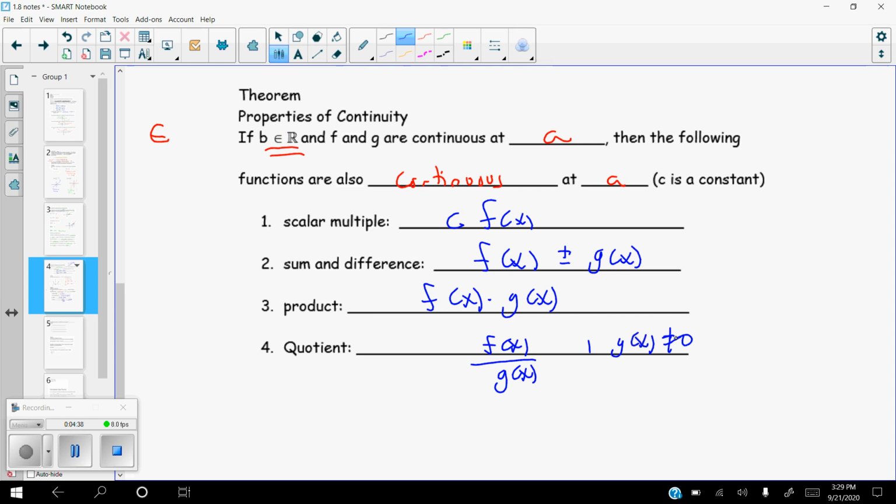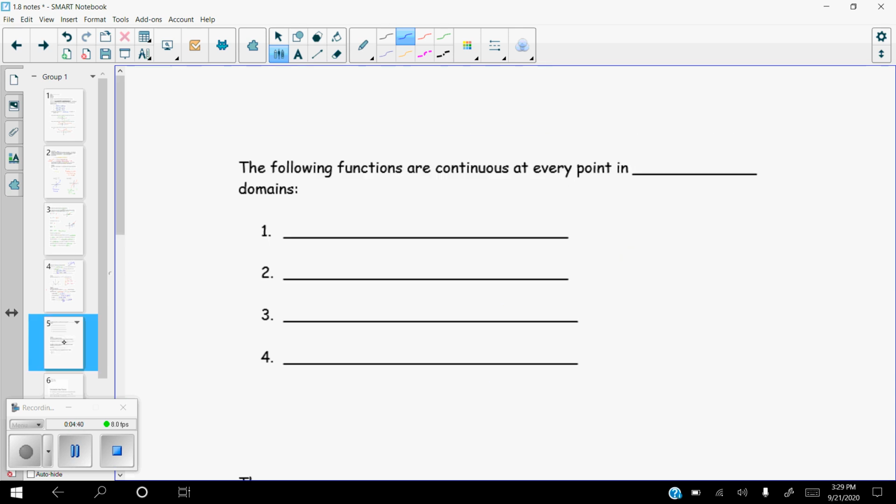At least I hope that it makes sense. So the following functions are continuous at every point in their domain. Polynomials. Polynomials, by definition, have only whole number exponents. So 0, 1, 2, 3, 4, those can be exponents of your variables, nothing else. So all polynomials are continuous everywhere.